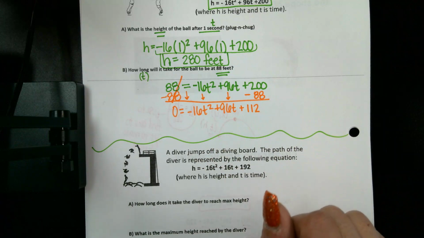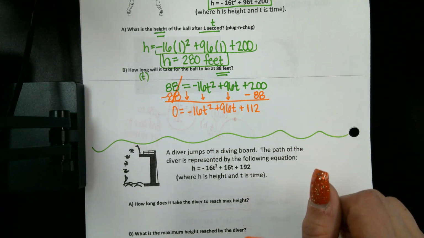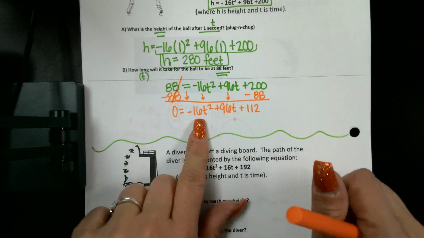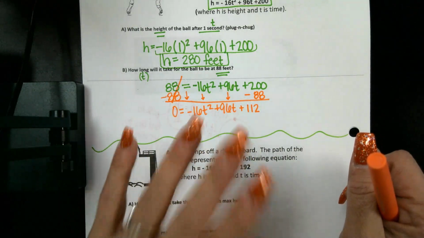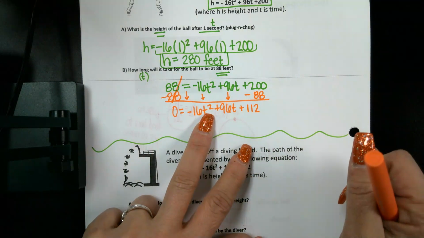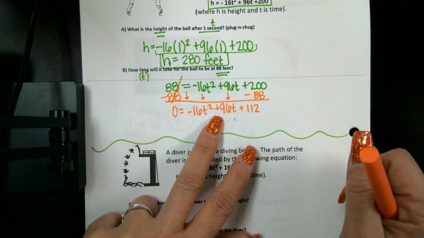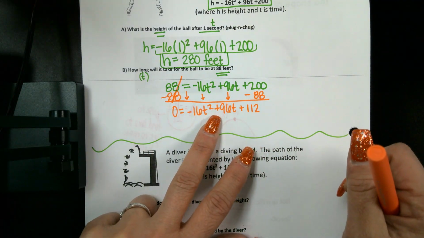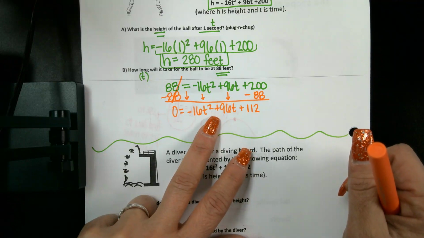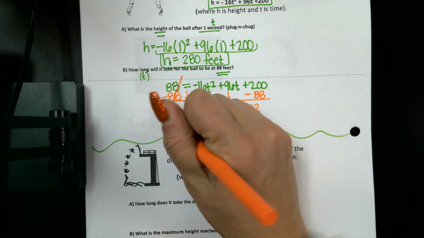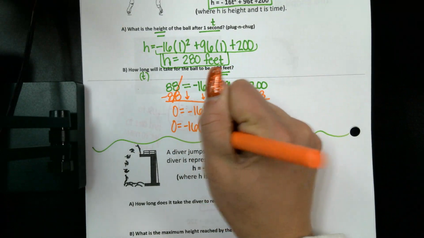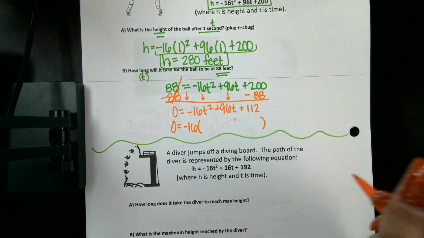Every single time we do one of these problems, and this is just good to know for the future, see this negative 16 here? Wouldn't it be easier if this just said t squared instead of negative 16t squared? Wouldn't it just be easier? It would. It would be easier to factor. So why don't you guys see if you can divide all of those terms by negative 16?